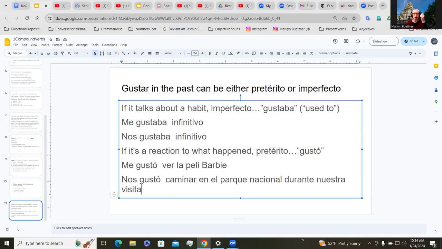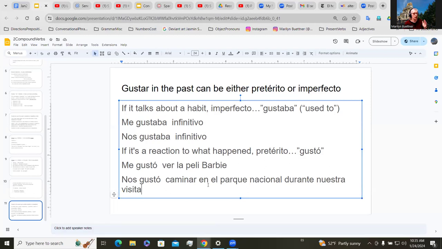Pero gustó en pretérito habla de una experiencia durante un tiempo con un fin, yeah? It talks about an experience that has a definite endpoint, not a used to idea that was done over and over and over again. Eso sí? Okay. Y muchas veces el contexto sí es importante. Saber el contexto con más información es muy importante aquí. Yeah, knowing that extra information is really important here.